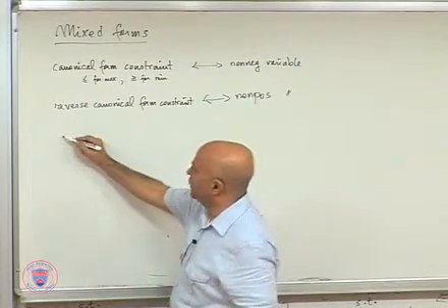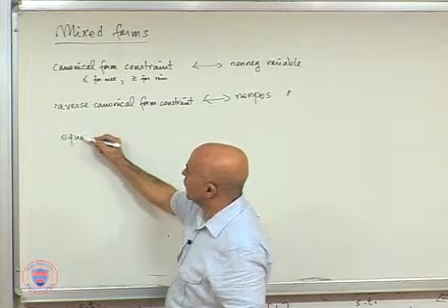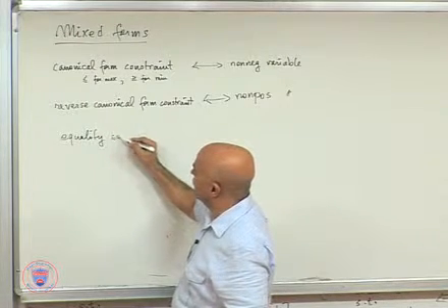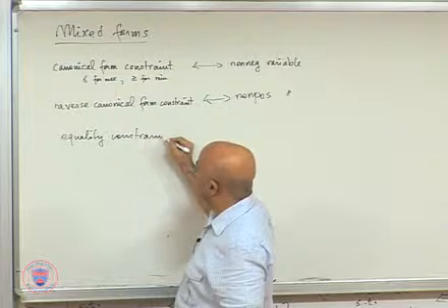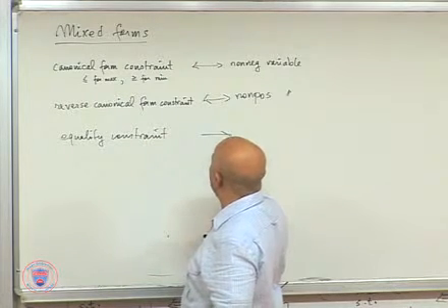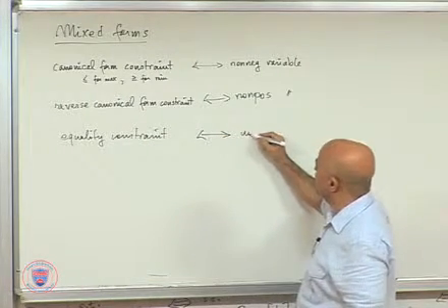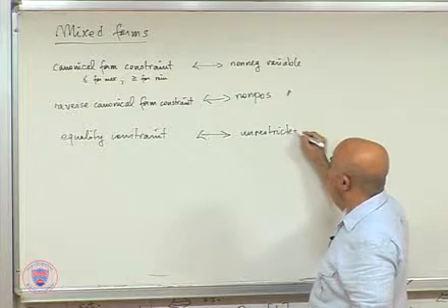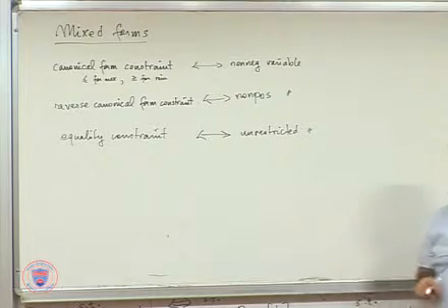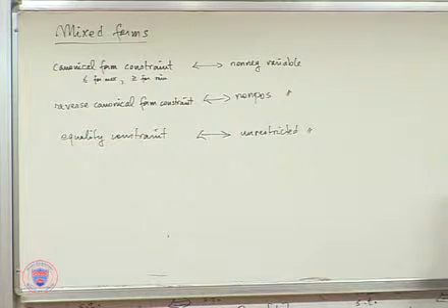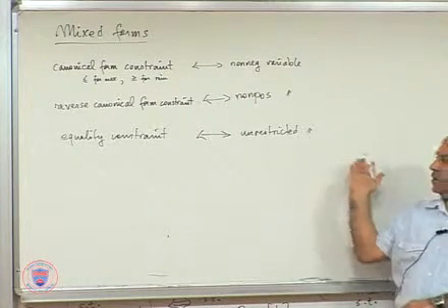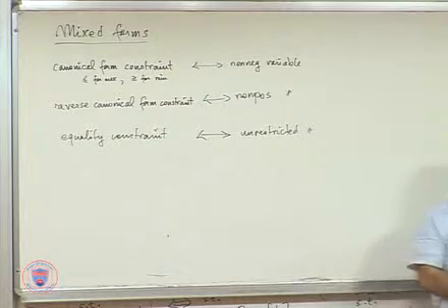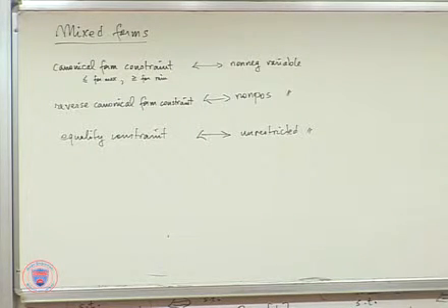And if you have an equality type constraint, then the corresponding variable will be unrestricted in sign. It's an unrestricted variable, and also an unrestricted variable in one problem corresponds to an equality constraint in the other problem. Okay?